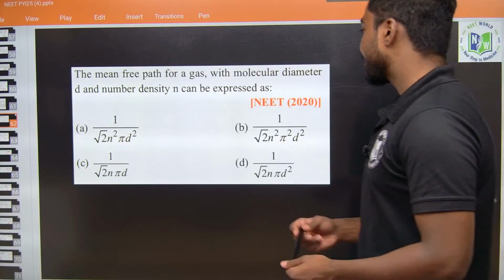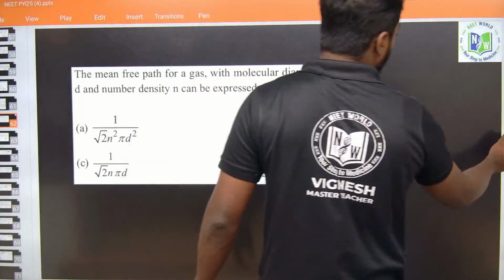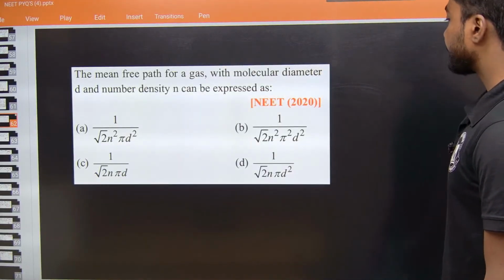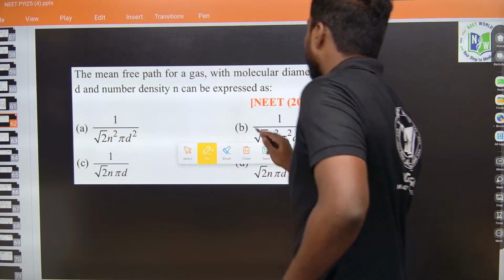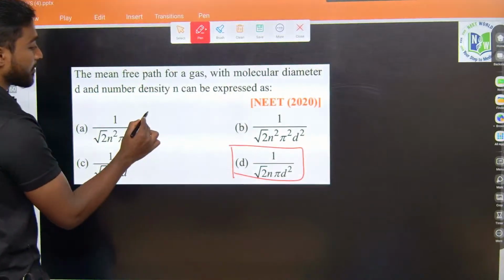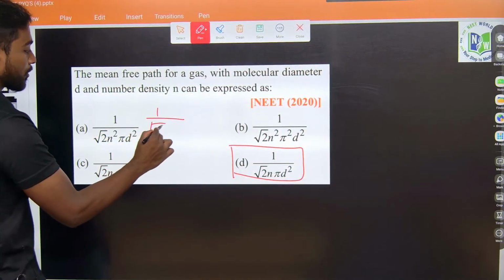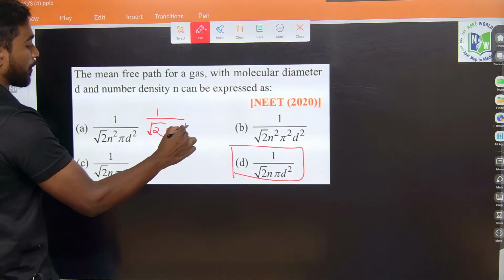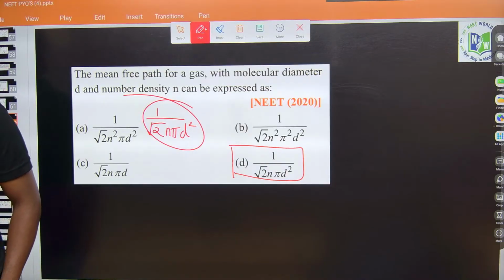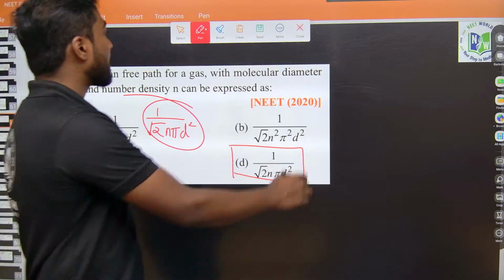So the answer is option D. Yes, the pen came. Option D is the answer. So it is 1 by root 2 n pi d square. Okay, this is the answer. We'll go for the next question.